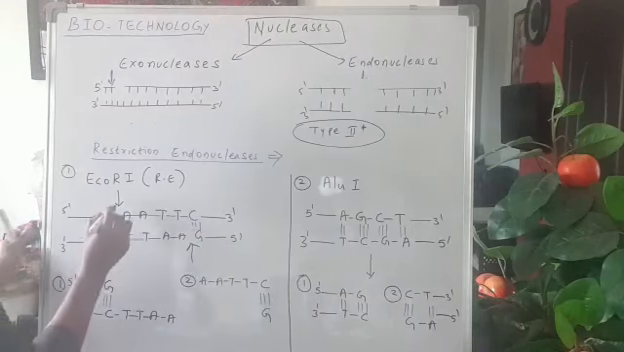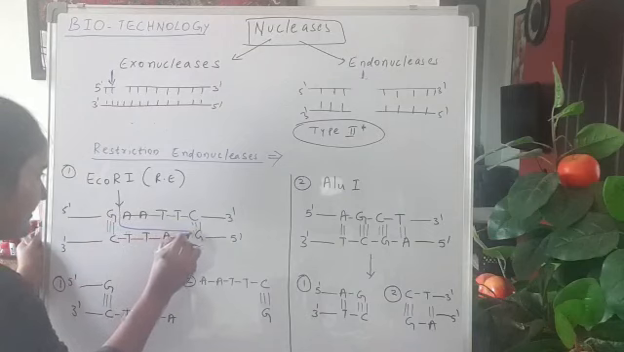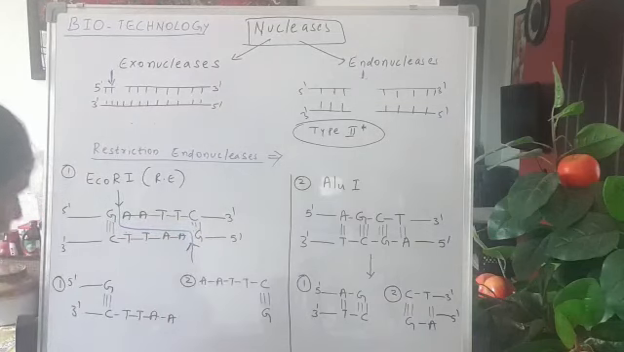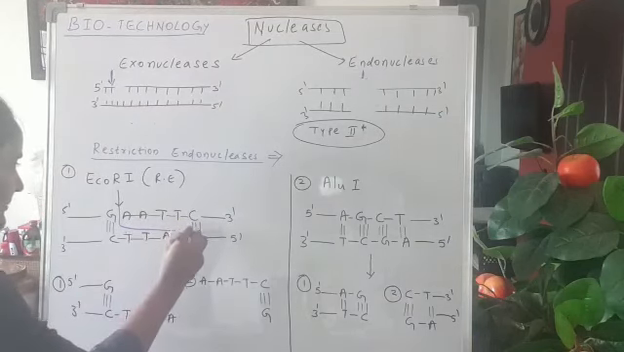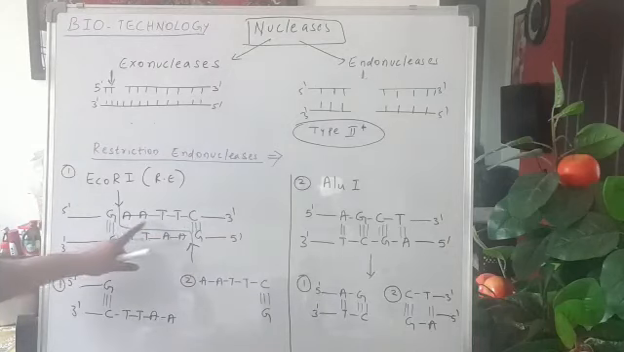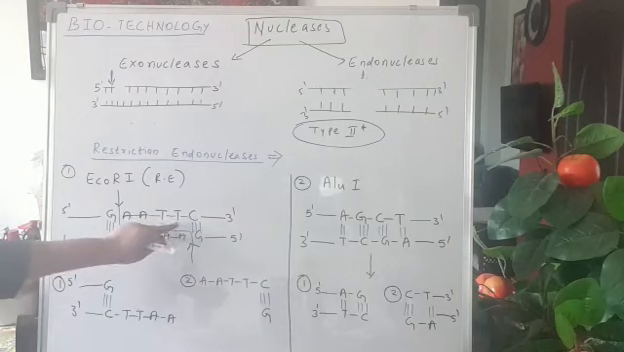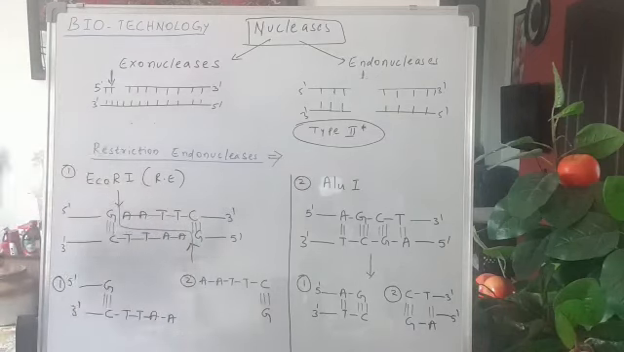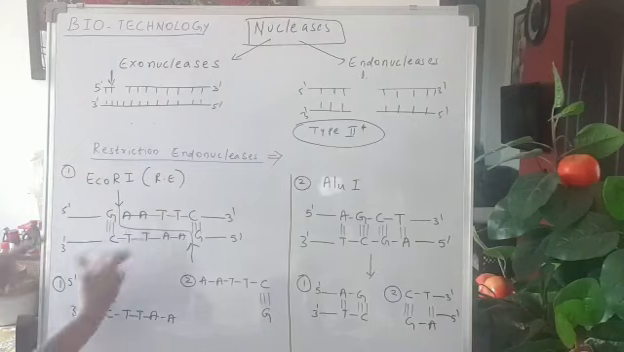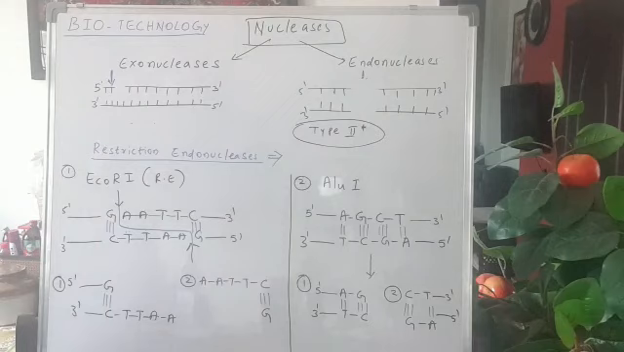So here this is the cleavage. So the hydrogen bonds are also broken. 8 hydrogen bonds are broken. 2, 2, 2 and 2. So totally 8 hydrogen bonds broken. 2 phosphodiester bonds broken. And this cut is an uneven cut or a staggered cut. So after breaking, we are getting 2 fragments here.